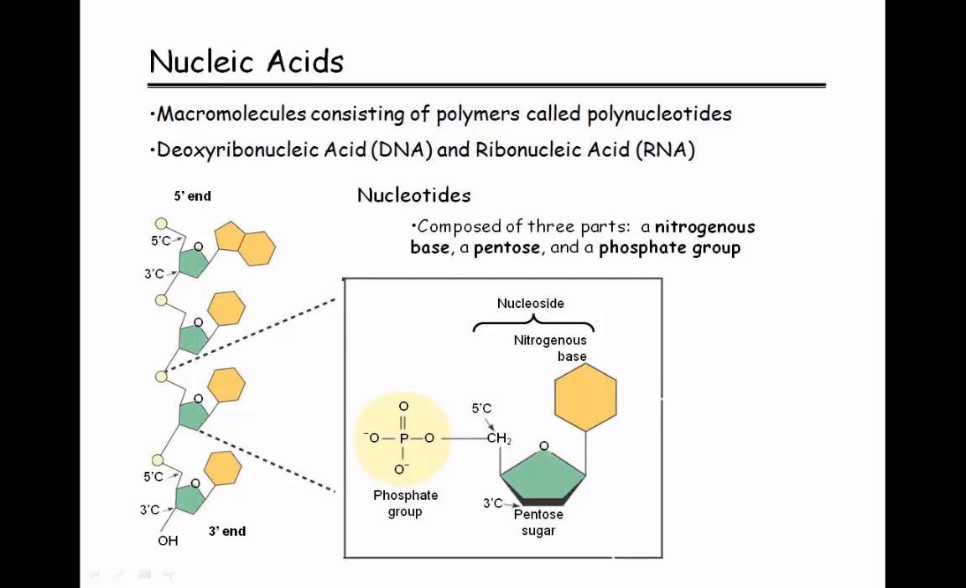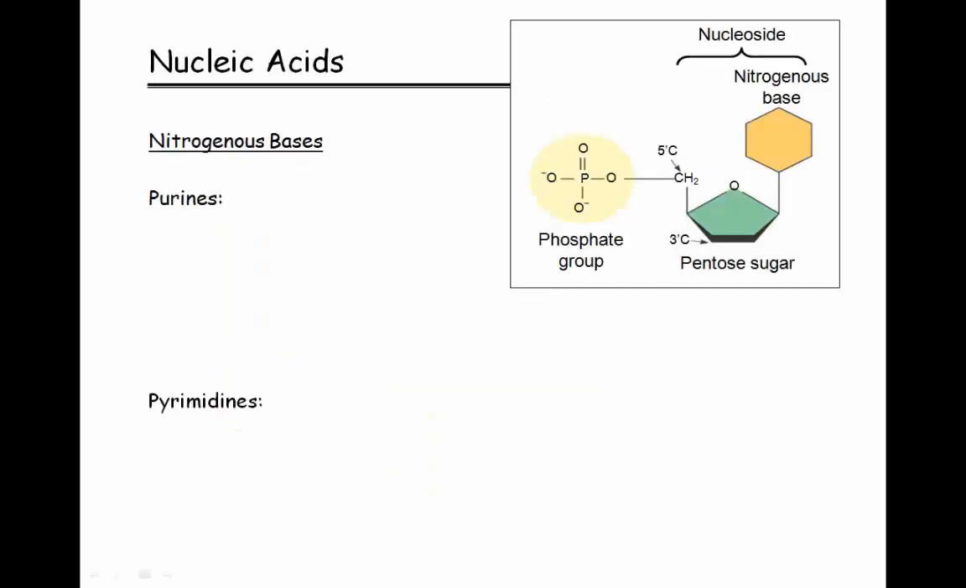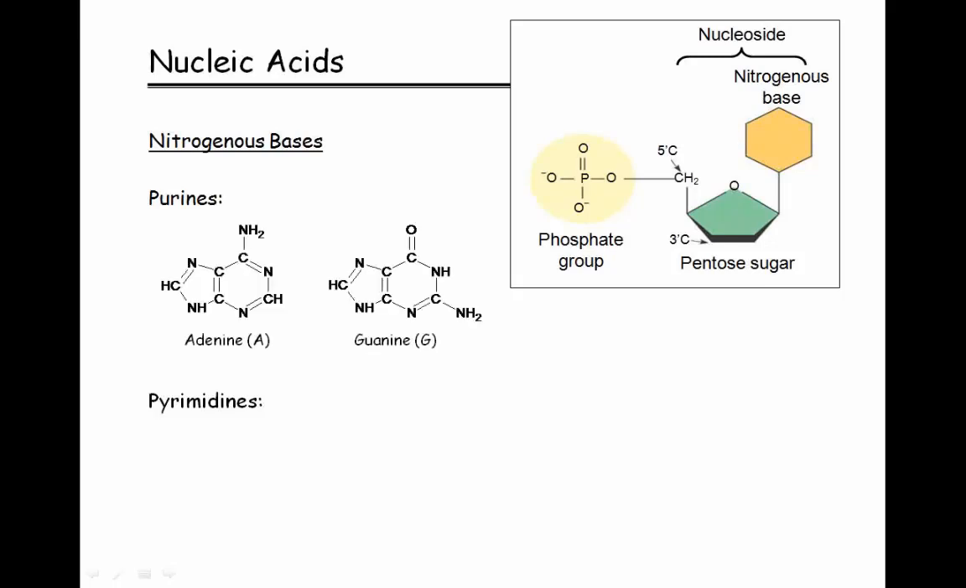If we zoom in on those nucleotides and we talk about the individual components of them a little bit more, the nitrogenous base component is just a nitrogen-containing base. We can divide the bases into two categories. They can be purines or pyrimidines. And when we're talking about the purines, these are going to be larger bases. They are double ring structures, as you see here. So basically two rings fused together, a hexagon fused to a pentagon.